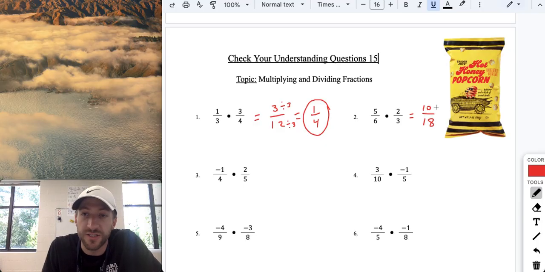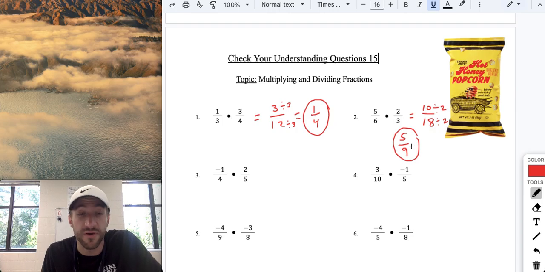So let me divide them both by 2, because I know they're both even numbers, so 2 is a factor. So 10 divided by 2 gives me 5. 18 divided by 2 gives me 9. And that can't simplify any further, so that's my final answer, 5/9. Now let's look at this one. This is negative 1/4 times 2/5.